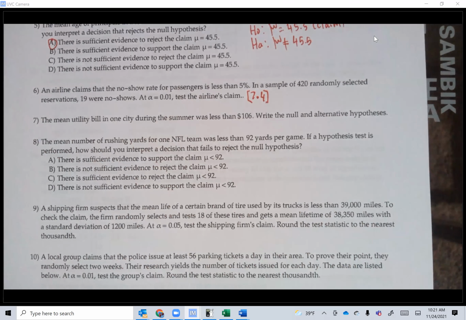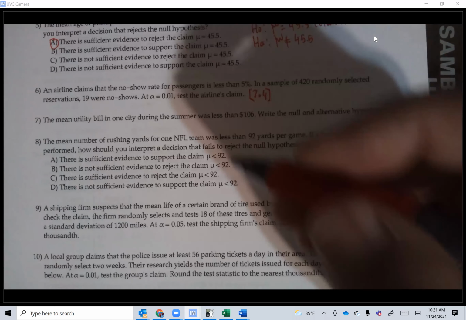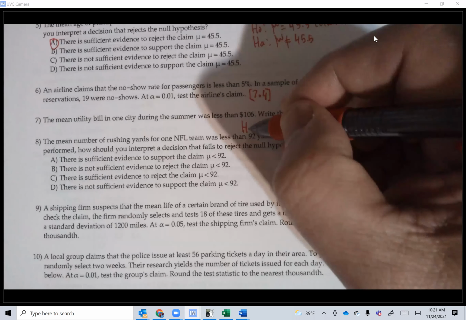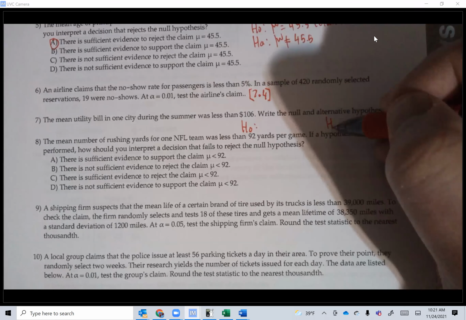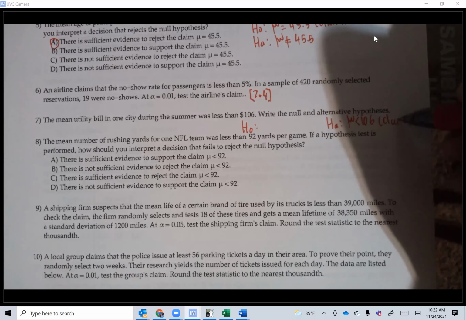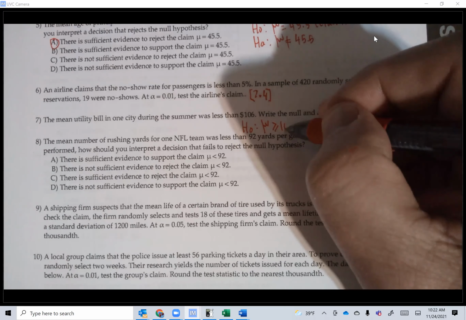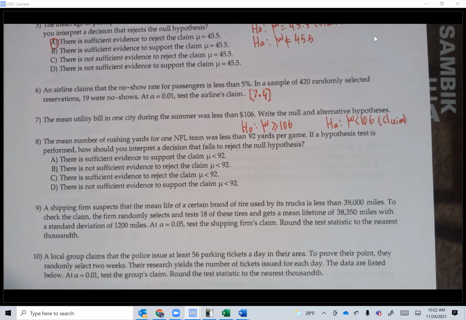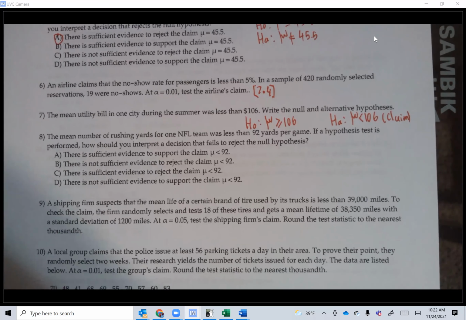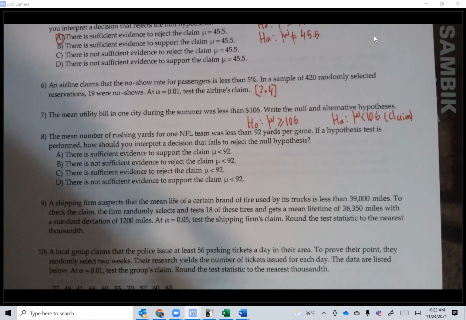Next question. The mean utility bill in one city during the summer was less than 106. Write the null and the alternative hypothesis. That should be easy, guys. H0, HA. Mean is less than 106. That's the claim. And guys, you should know that the other sign should be greater than or equal to 106. That's it. So I might give you some very basic question like this, multiple choice questions to begin the test with.